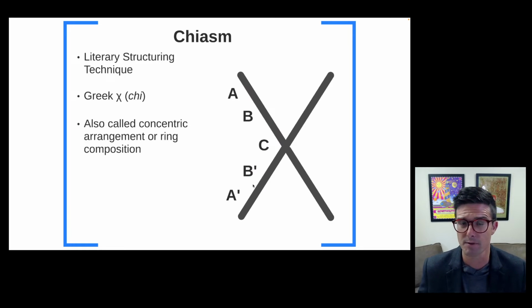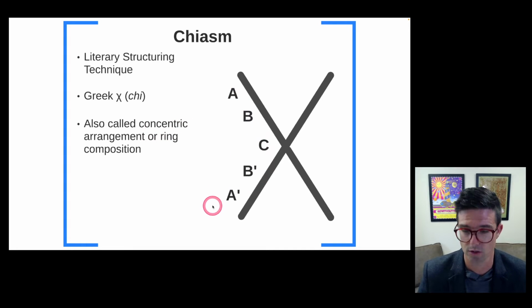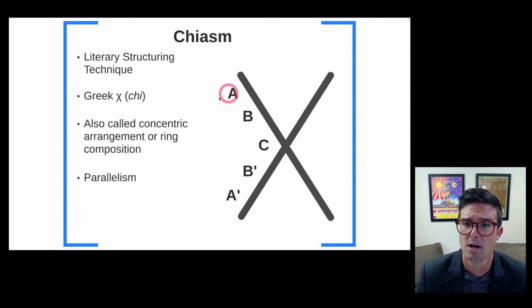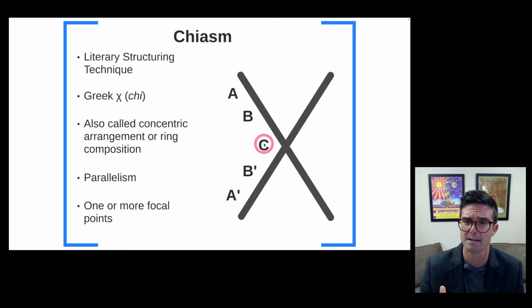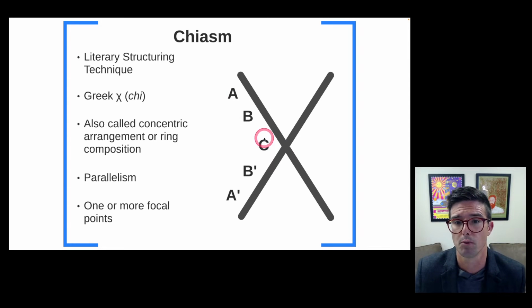We get other names for this as well. So you'll see it also called concentric arrangement or ring composition in your commentaries or in any books on the New Testament that you might read. All of these are referring to this same structuring technique. And so what we have is this parallelism here, starting with the outside moving inwards. And then at the center is where we have our focal point. So the purpose of a chiasm is to focus one's attention onto that central point or points.